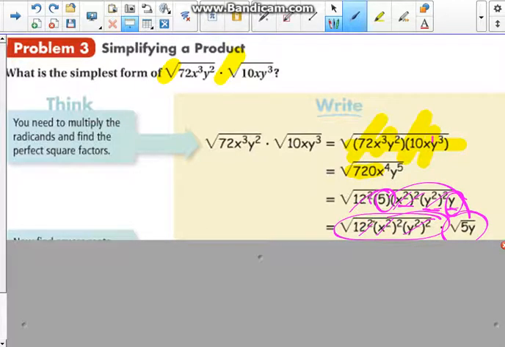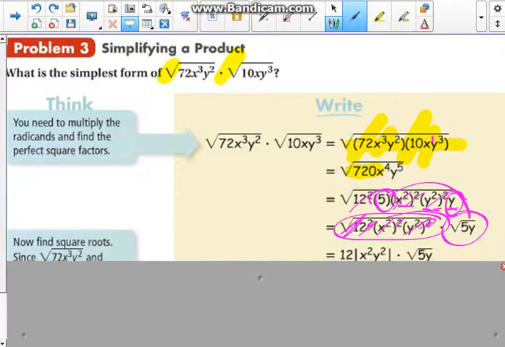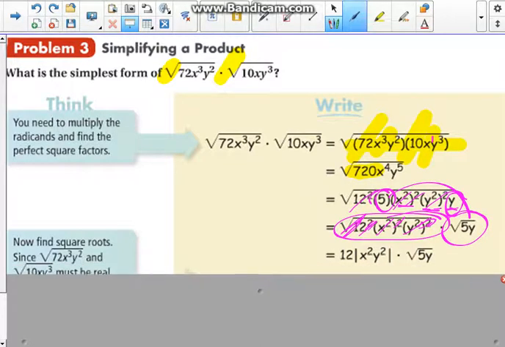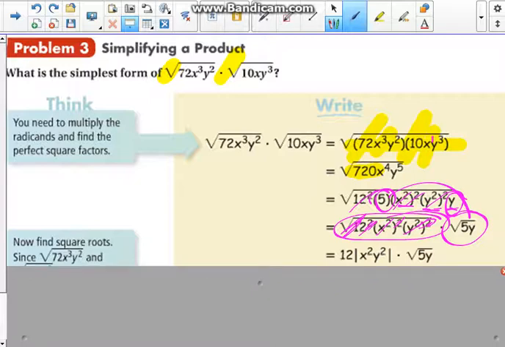Now that we have all of these squared, we can remove the squares and clear the radical. And it leaves us with our radicand, 12 times the absolute value of x squared y squared. And because they are squared, that's an even, so it's going to have the absolute value, times the square root of 5y.